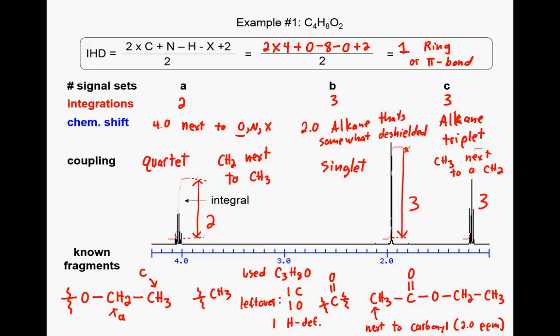And then finally, we want to think about the splitting. We would expect this methyl to just be a singlet because it doesn't have any neighboring protons, and so we see it as a singlet. Here, would we expect this? We'd expect this to be a quartet because it has 3 neighboring protons, and so that is in fact a quartet. And then finally, we have our triplet, which makes sense for this methyl group right here.